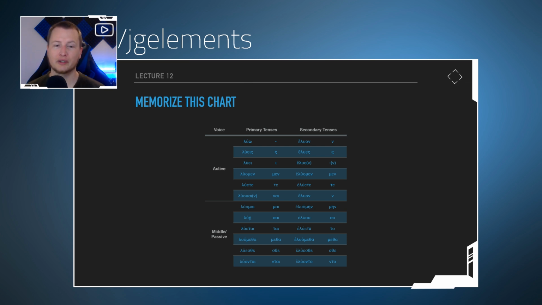Elion, omicron nu, is going to be the first person singular and third person plural. Elien is going to be third person singular. Okay, memorize it. I'm sure Mounce has it. I've forgotten what it is. It really doesn't matter. Just memorize it. So that's the active secondary. What about the middle passive? Eliomen, Eliu, Elieto, Eliometha, Elieste, Elionto. Okay?